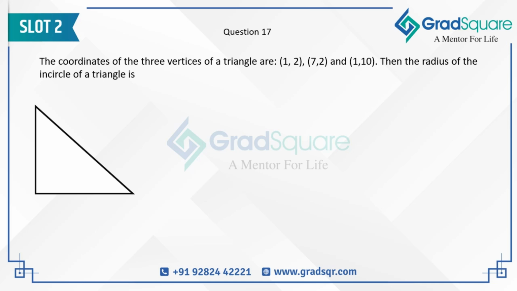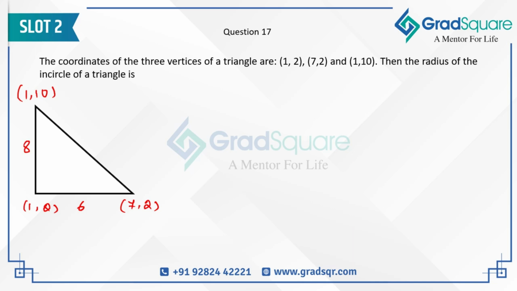Now in this question, the coordinates of the three vertices of a triangle are (1, 2), (7, 2) and (1, 10). Then the radius of the incircle of the triangle is the question. Now we'll try to roughly plot this. So this is going to be (1, 2), this will be (7, 2) and this will be (1, 10). So a horizontal displacement of 6 units, and a vertical displacement of 8 units.